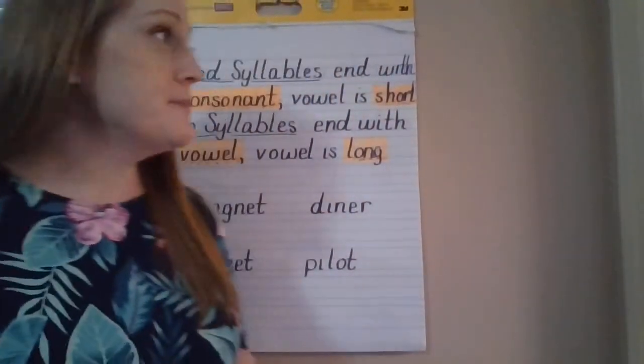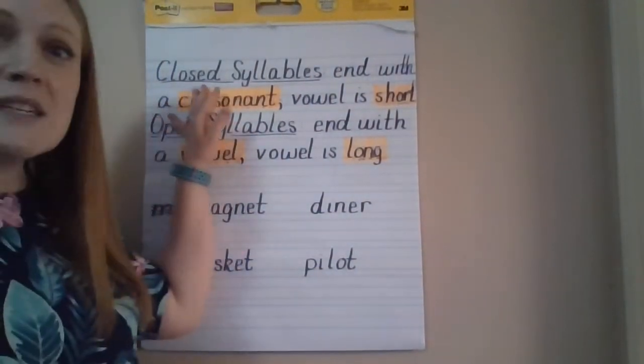Today we're going to practice reading longer words by breaking them up into syllables. Syllables are parts of a word or word chunks that have a vowel sound in them. Today we're going to learn about two different types of syllables.